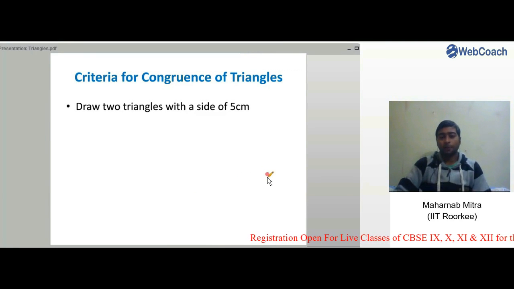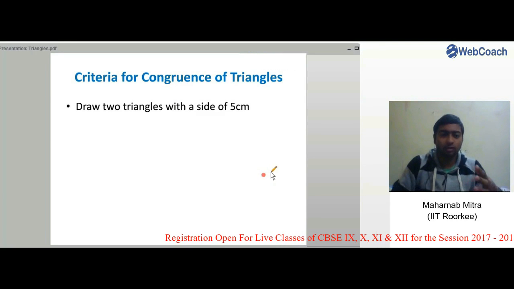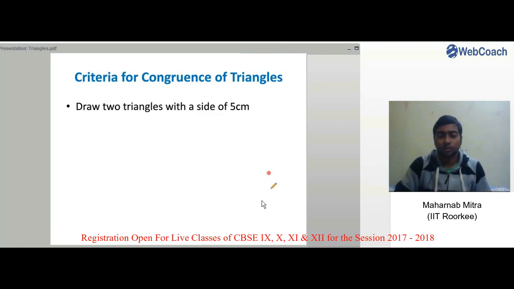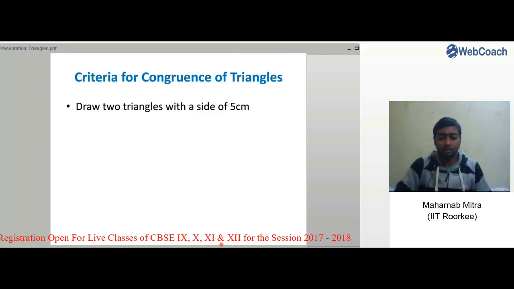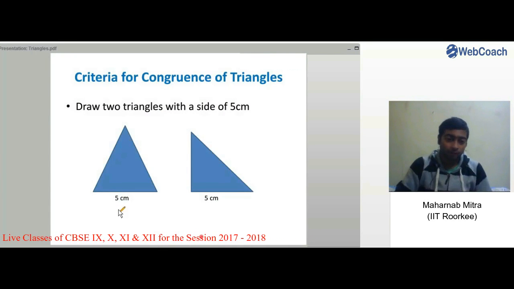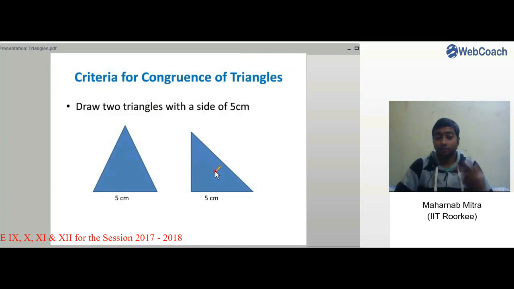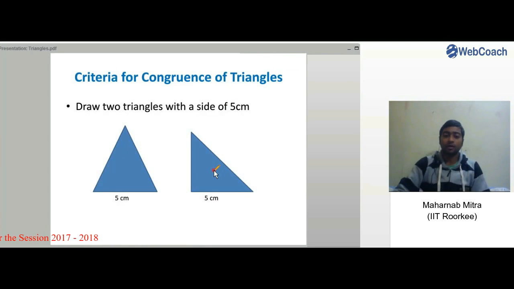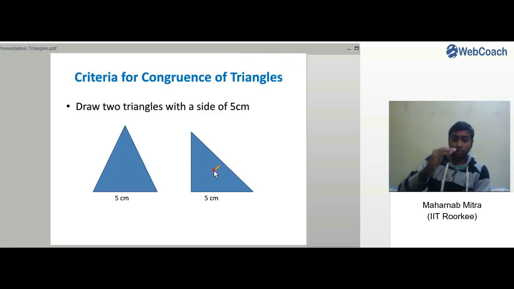Now, if I tell you to draw two triangles with one side 5 centimeter, you can draw different triangles. Two of them are here. The two triangles having a side 5 centimeter, right? Now are these two triangles congruent to each other? Are these two triangles exactly alike? They are not, right? Even if they have one side of equal length, the two triangles do not overlap onto each other.